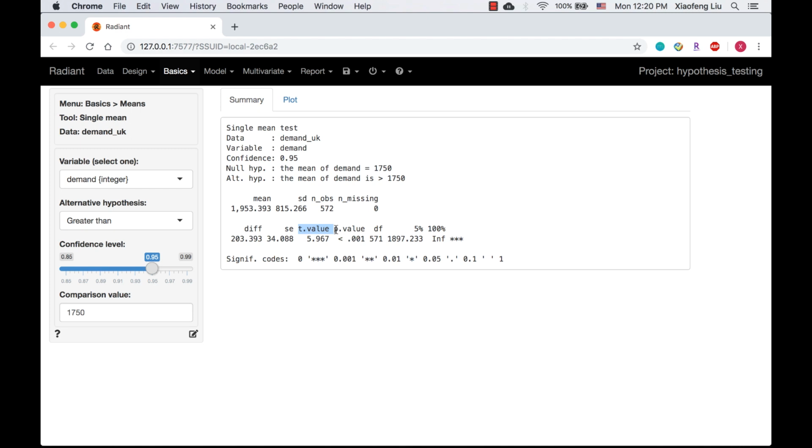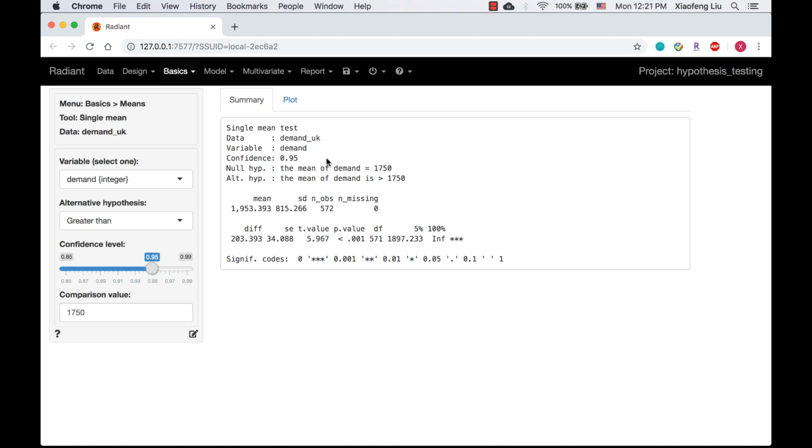P value is the probability of finding a value as extreme or more extreme than diff if the null hypothesis is true. DF is degrees of freedom, that is n minus 1, so it is 571. 5% and 100% show the 95% confidence interval around the sample mean. The range is 1897 to infinity. After reviewing the summary, let's help the management to make the decision.